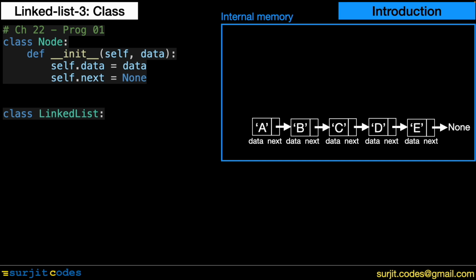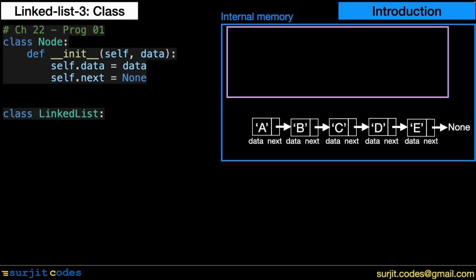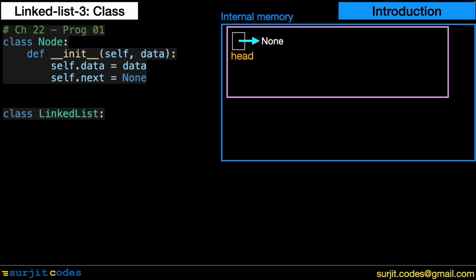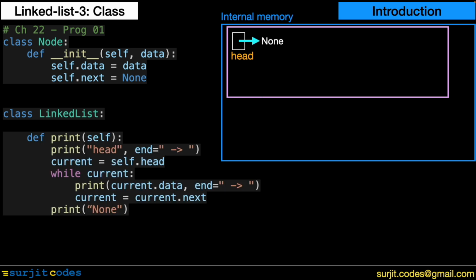In this session, we will formulate the linked list class. A linked list like this will become an object of the class. The attribute of the class that points to the first node of the linked list is known as its head. Head is None for an empty linked list.